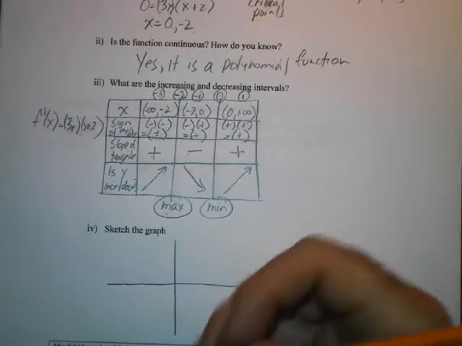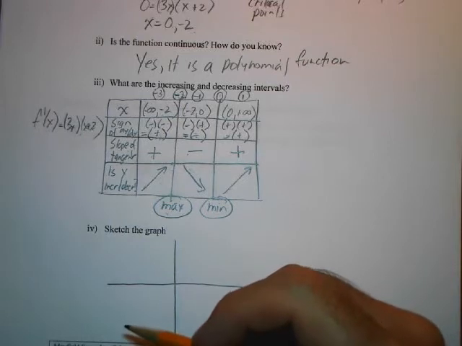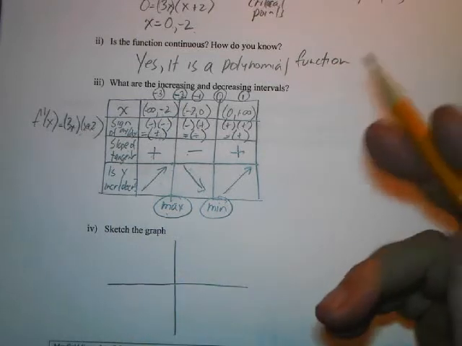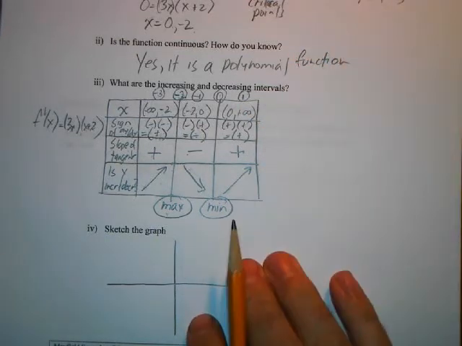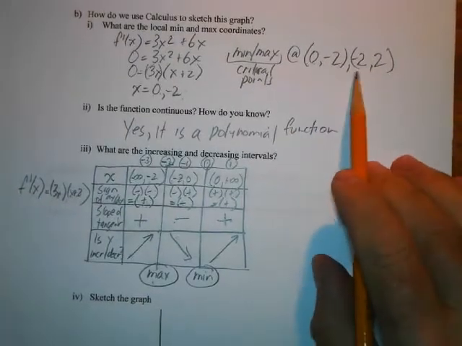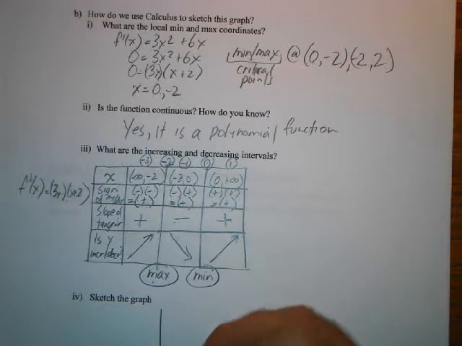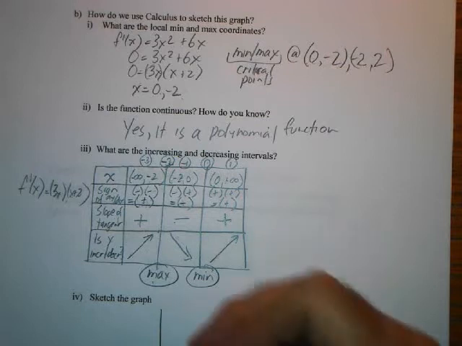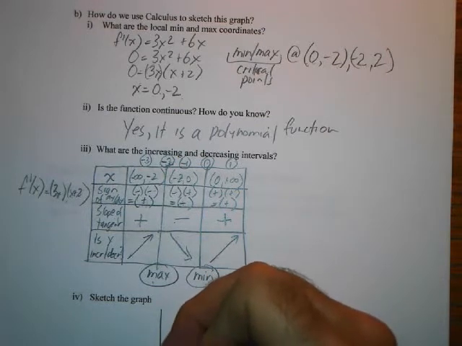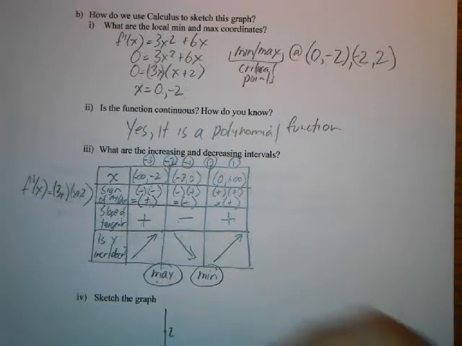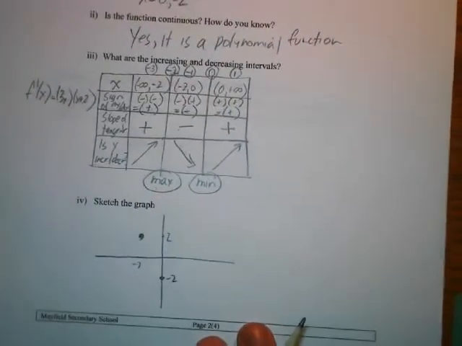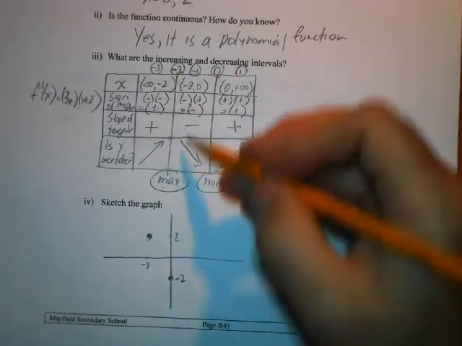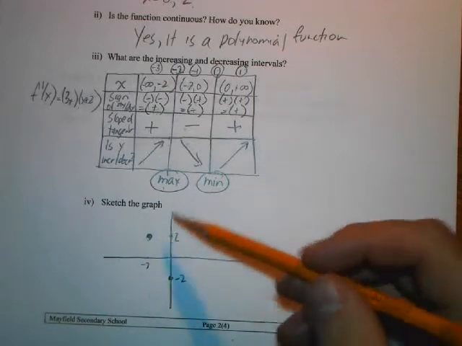We could do the zeros, and we will later on: where does the function actually cross the x and y intercepts and stuff like that? But for the point of this, I'm just going to work with the 2 critical points here. So I have a critical point at (0, -2) and another one at (-2, 2). There's my 2 critical points.